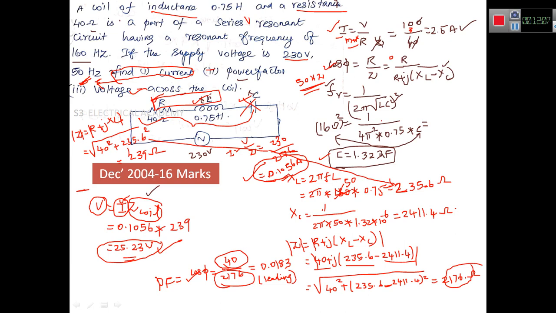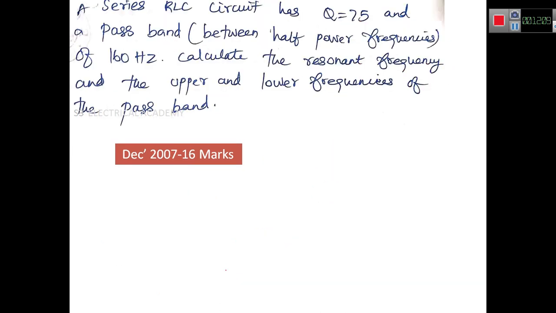So now we switch over to the third question. A series RLC circuit has Q equal to 75. So the Q factor is 75, and a pass band between half power frequencies. So this is nothing but the bandwidth. So bandwidth is given, quality factor is given.